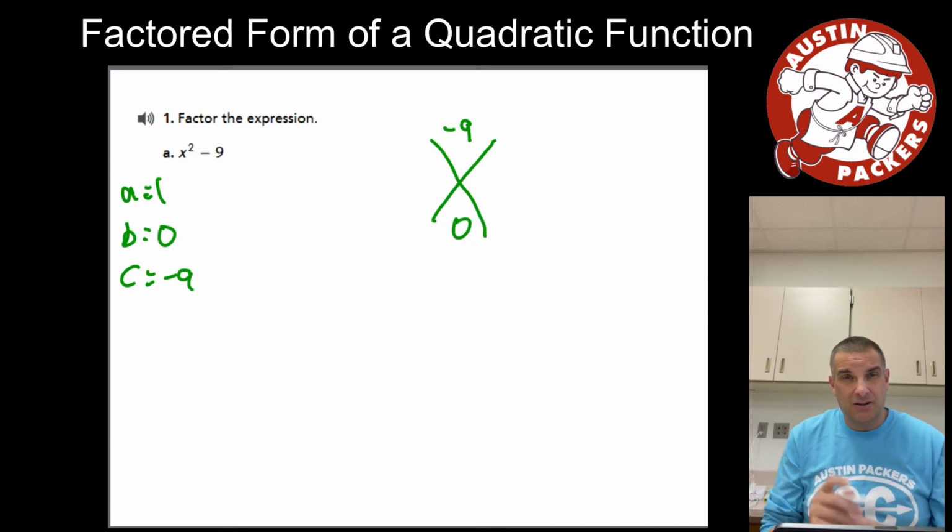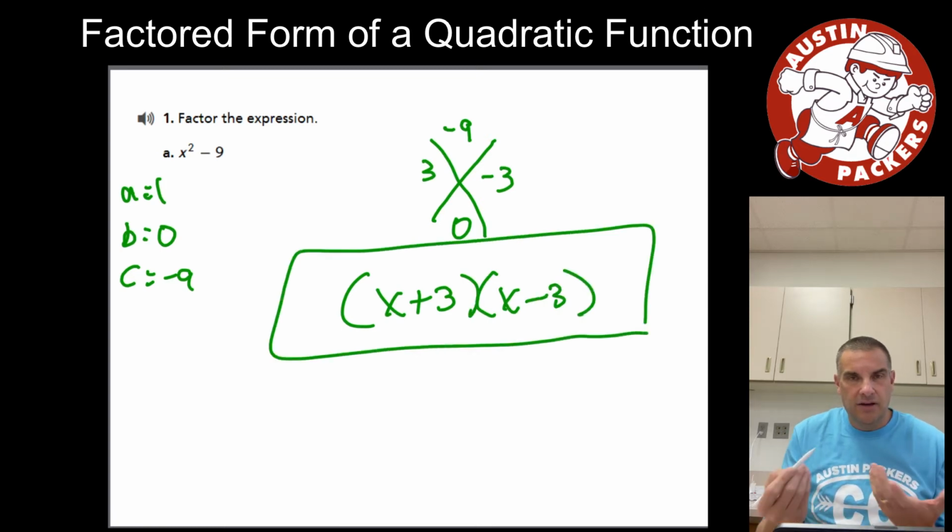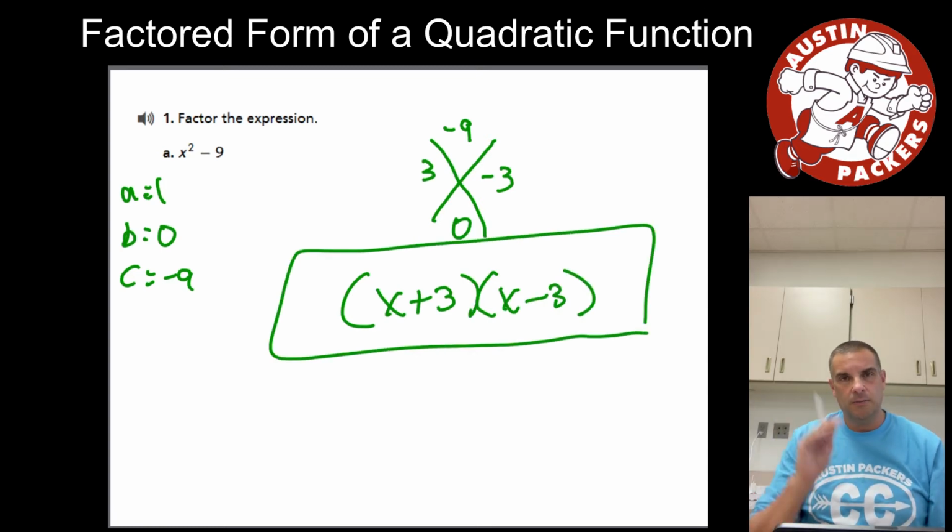Two numbers that multiply together to be negative 9 and add up to 0: 3 and negative 3. So the factor of this expression is x plus 3, x minus 3. My A value is 1, so I don't need to divide by anything. We're done. That's in factored form.